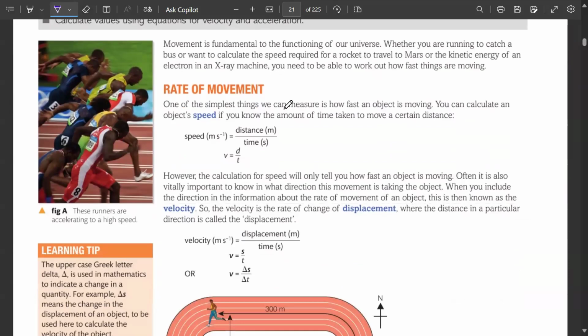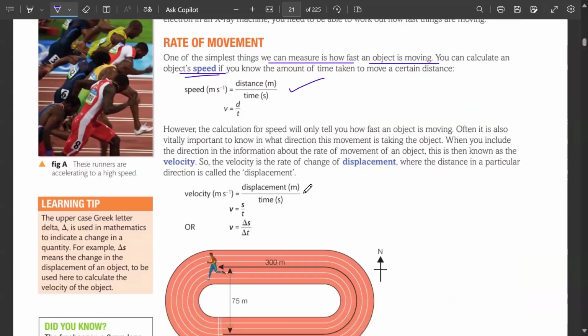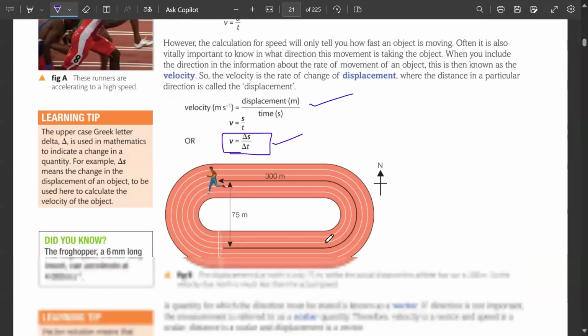One of the simplest things we can measure is how fast an object is moving. That is the object's speed, by the formula of distance over time. However, if you talk about displacement, which is the shortest distance covered per unit time, we call it velocity, which is displacement over time. Velocity is found by the formula of displacement over time.